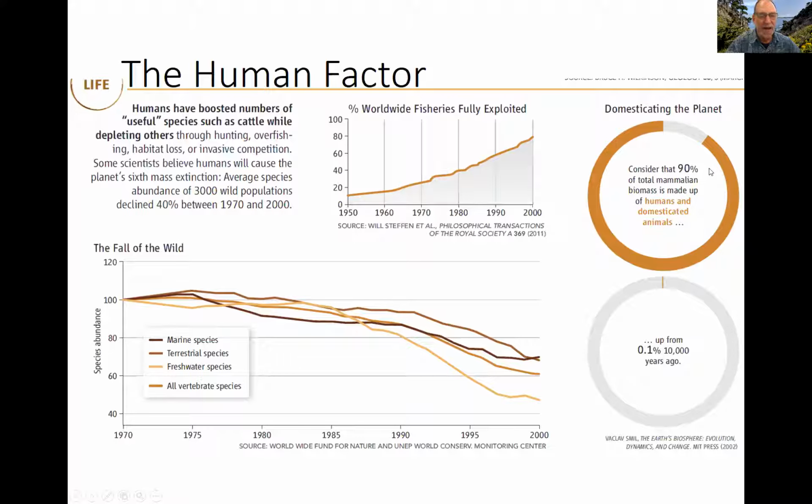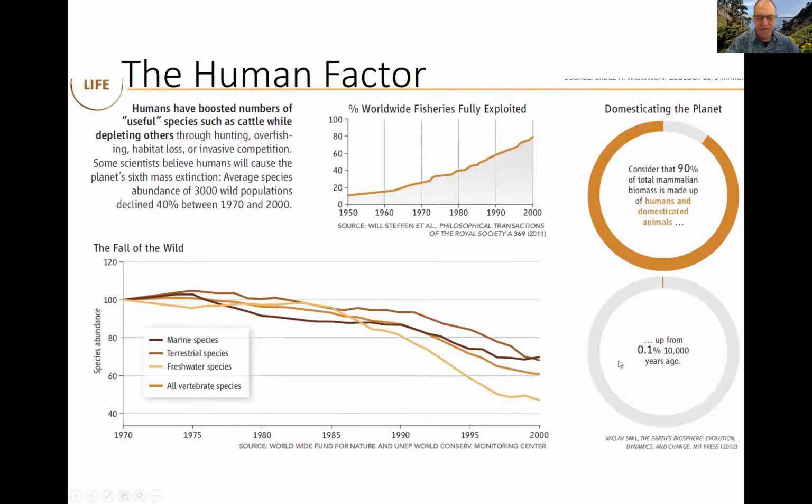90% of the total mammalian biomass on the planet is made up of human beings and domesticated animals. And that's up from 0.1% 10,000 years ago. So this graph here on the right-hand side of the slide really tells a very graphic story in terms of how human beings have altered the planet during this Holocene, and why it is that the Holocene, the geologic era we would normally have been in, has been transformed into the Anthropocene by human shifts towards domesticated organisms and towards agricultural ecosystems.